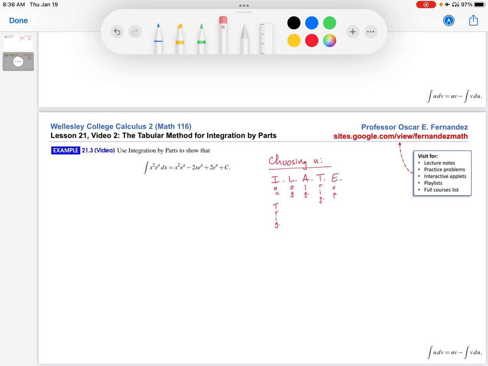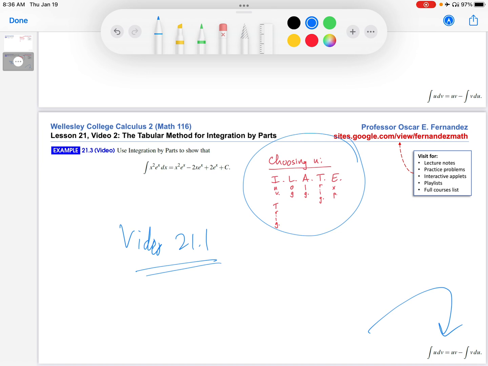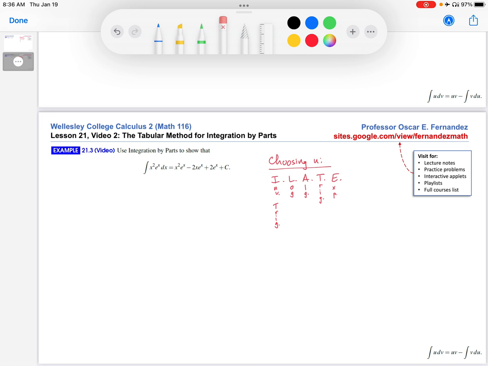The first thing I'll mention is that I highly encourage you to check out the video before this, video 21.1, where I review integration by parts and what the integration by parts formula is. You see that down here, lower right hand corner of the screen. I also review this rule of thumb for choosing U. I'm going to assume you've checked out that video already, and then show you the new stuff for this video, which is the tabular method.